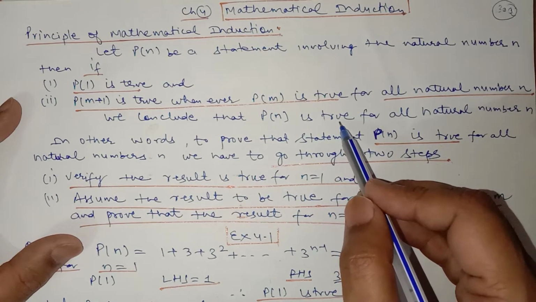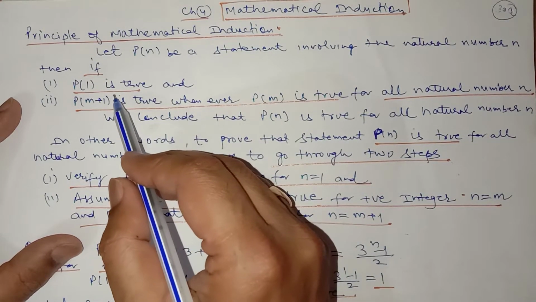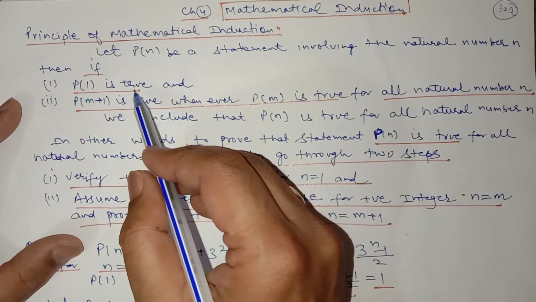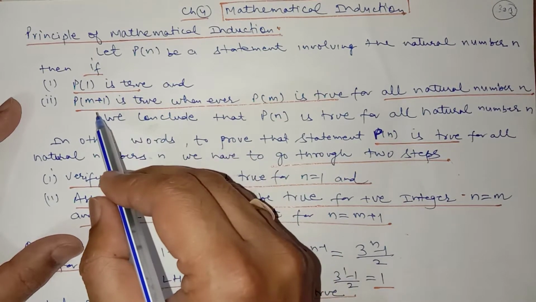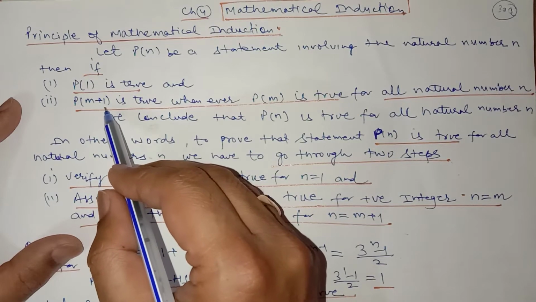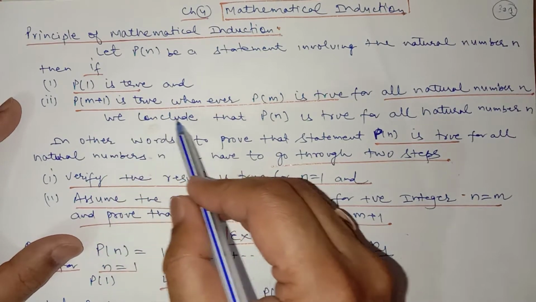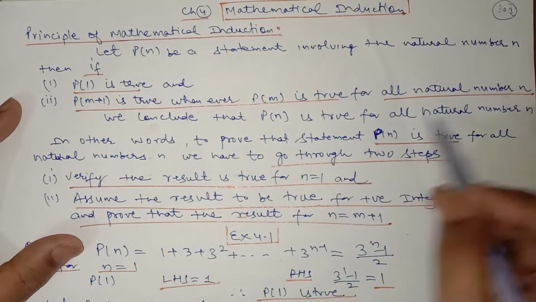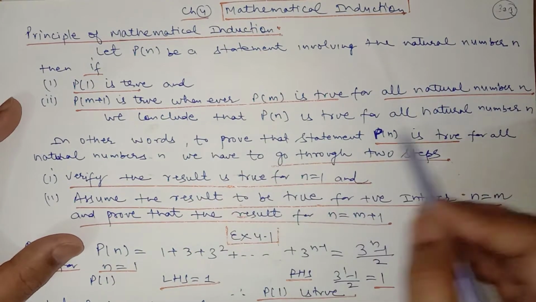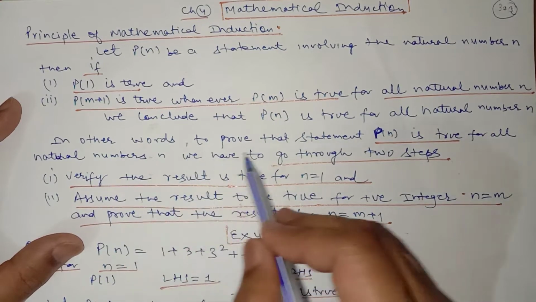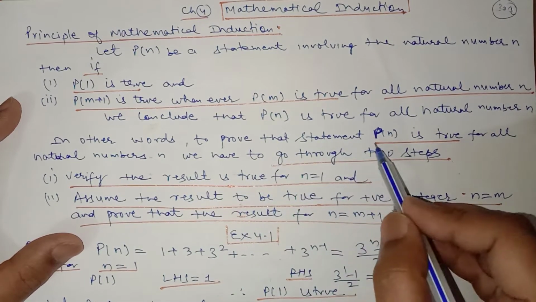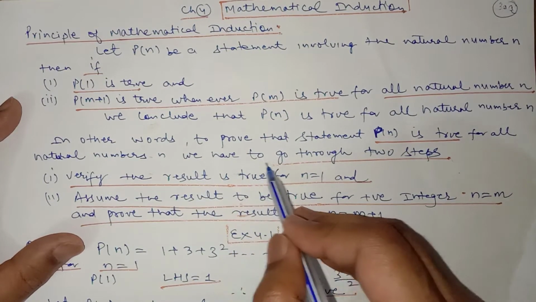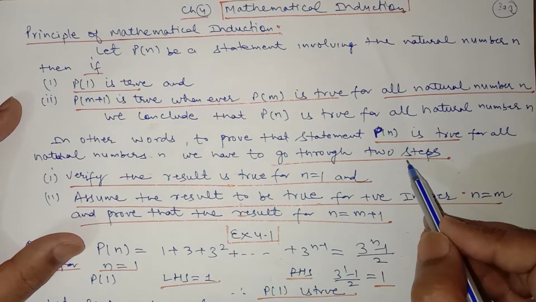It means that first of all we will prove that it is true for the first natural number, that is 1. Then we will prove that it is true for m+1, which is a natural number, whenever P(m) is true. So this is the principle of mathematical induction. In other words, to prove that the statement P(n) is true for all natural numbers, we have to go through the following steps.